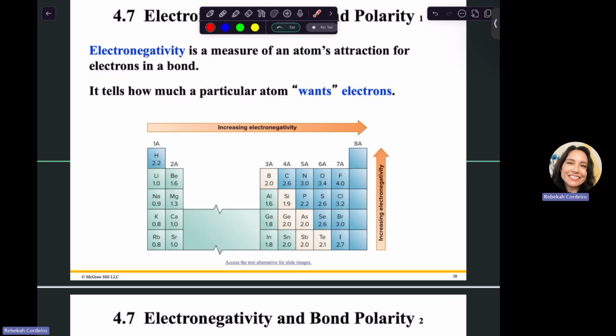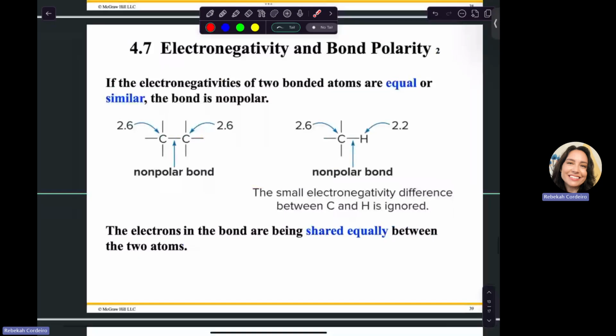So when you have an interaction where you're sharing equally or about equally, then we call this a nonpolar bond. So if we look at a C-C bond, so two carbons bonded together, they have the same electronegativity values. So if you think about tug of war, they're pulling exactly the same. Nobody's going to win that tug of war. So we call this a nonpolar bond. It's not like someone is being a bully and not sharing well. They're sharing perfectly well with each other. They're actually equal in how they share.